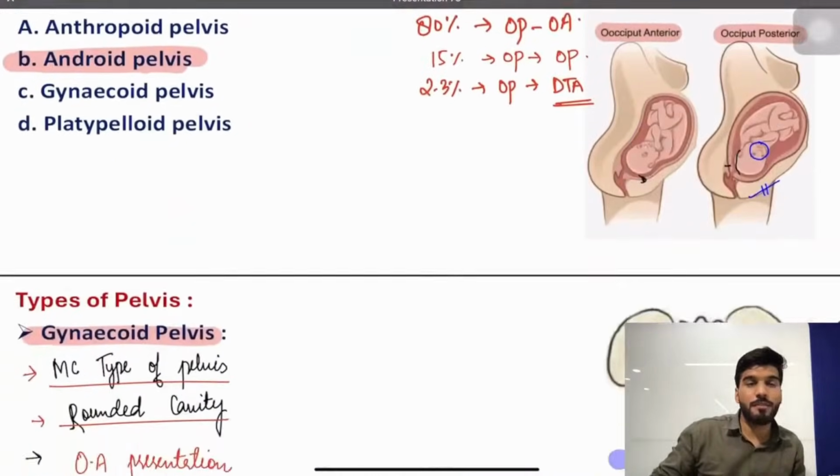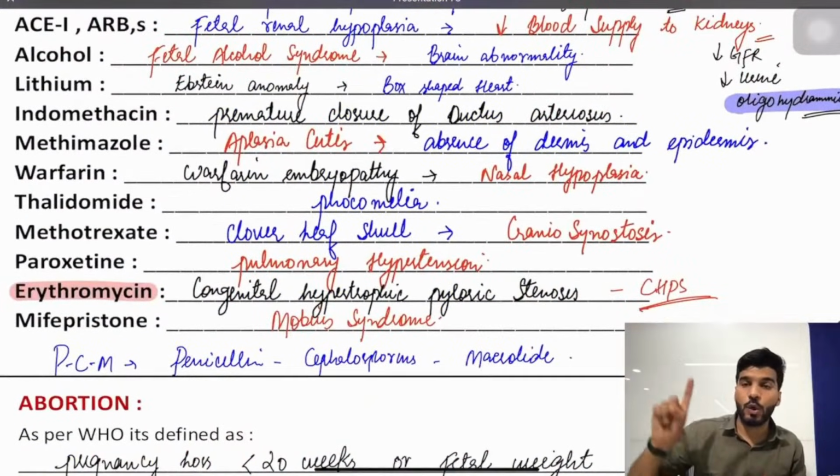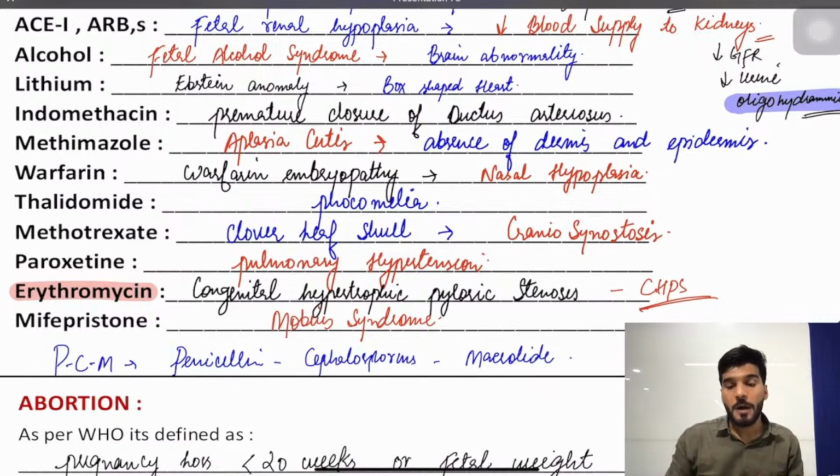Followed by that, we discussed the types of the pelvis. Remember, fast. First one is gynecoid, occipito-anterior, rounded, and the most common one. Second one was anthropoid, oval-shaped, occipito-posterior position, and face to pubis delivery. Third one was the android, having a triangle-shaped or heart-shaped pelvis, having a deep transverse arrest. Fourth one was the platypelloid, transversally oval, associated with the face presentation.